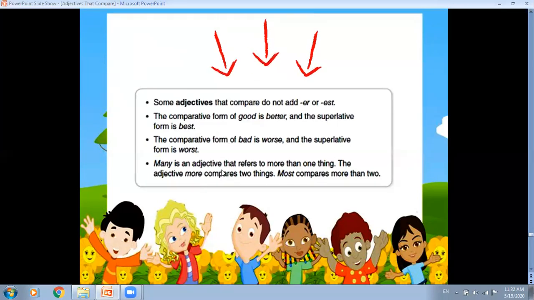Yes. What about the last one? Many is an adjective that refers to more than one thing, and you all know that. Of course. The adjective more compares two things, and I mentioned this. Okay? What about most? It compares more than two.